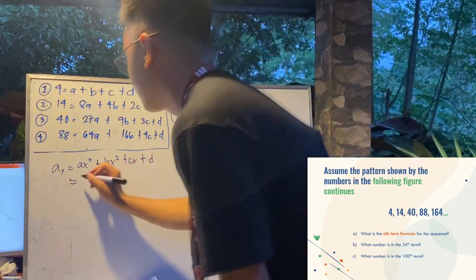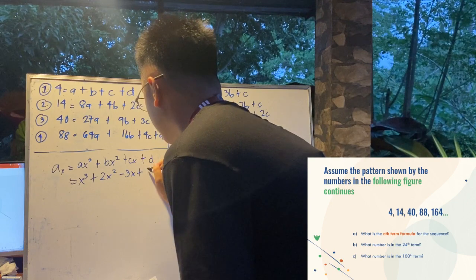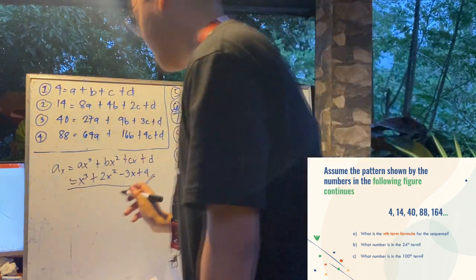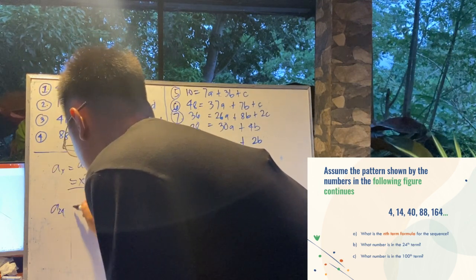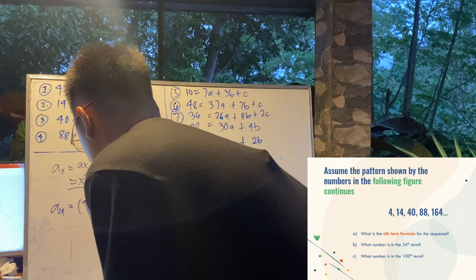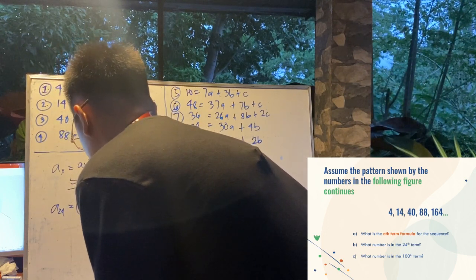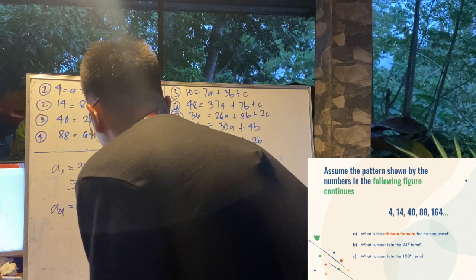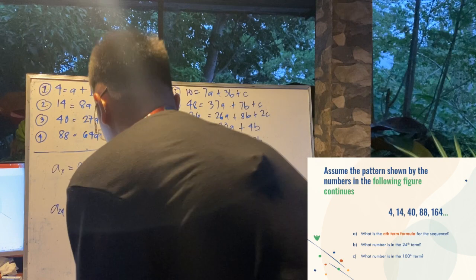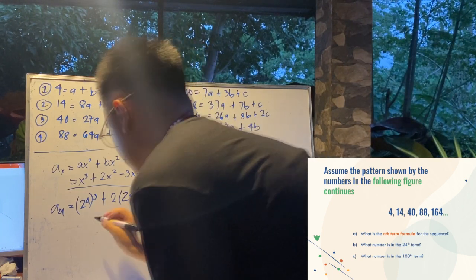So we have to substitute. So the formula equals x cubed plus 2x squared minus 3x plus 4. So this is our nth term. Find the 24th term. We have a is equal to 24 cubed plus 2 times 24 squared minus 3 times 24 plus 4.